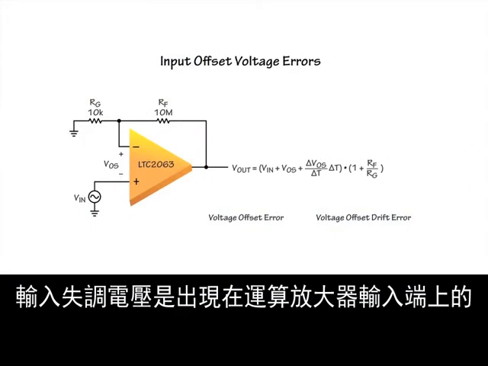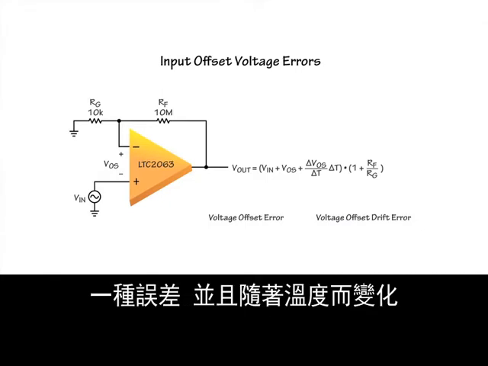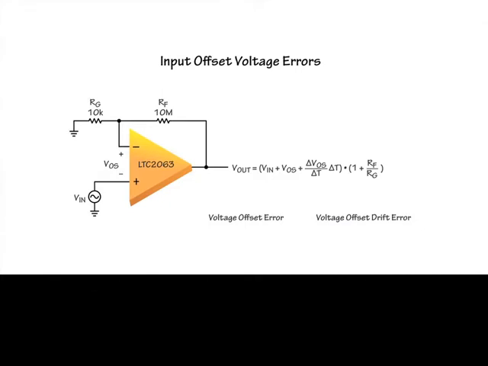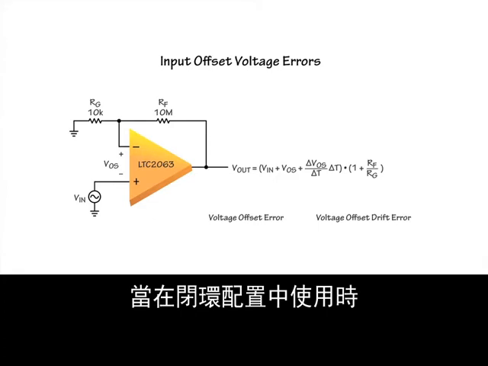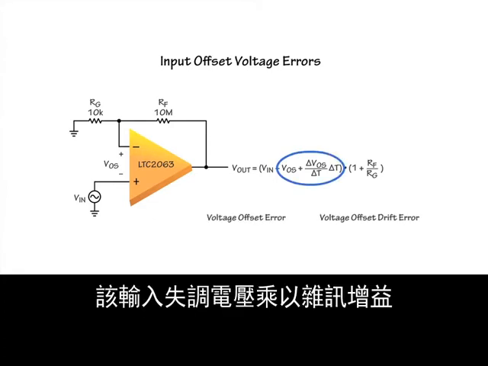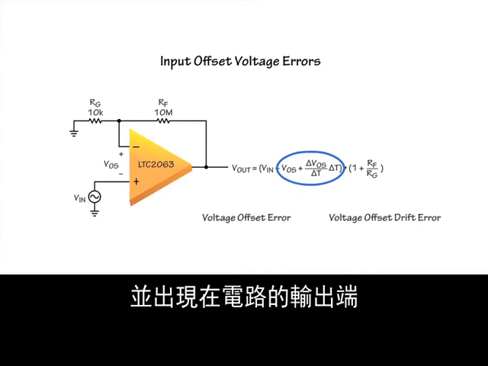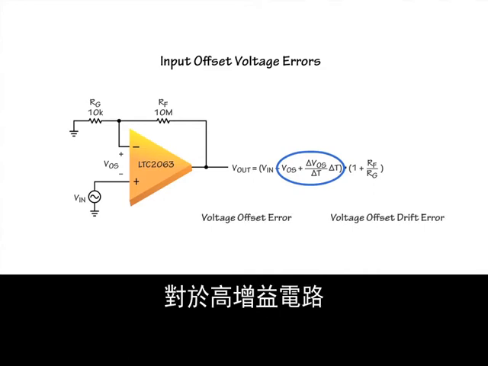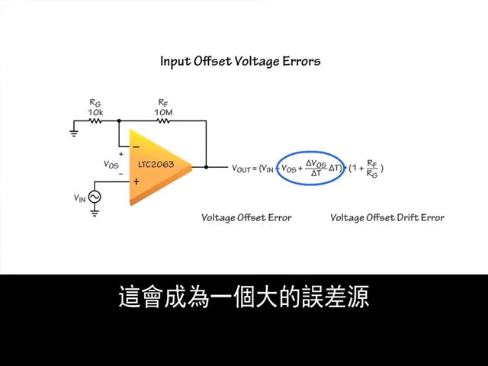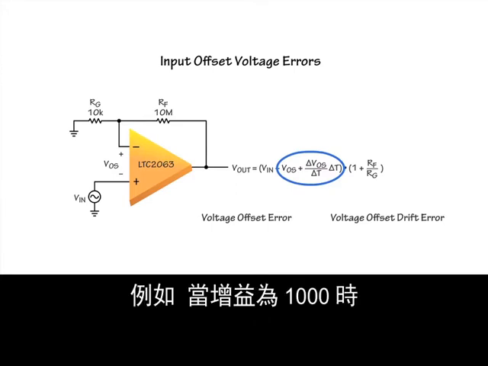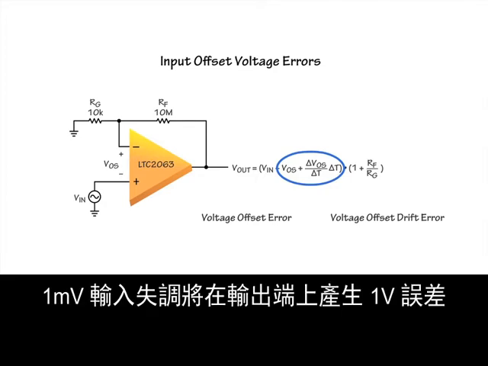Input offset voltage is an error which appears at the input of the operational amplifier and varies with temperature. When used in a closed-loop configuration, this input offset voltage is multiplied by the noise gain and appears at the output of the circuit. For high-gain circuits, this can become a large source of error. For example, in a gain of 1000, a 1 millivolt input offset will lead to a 1 volt error at the output.